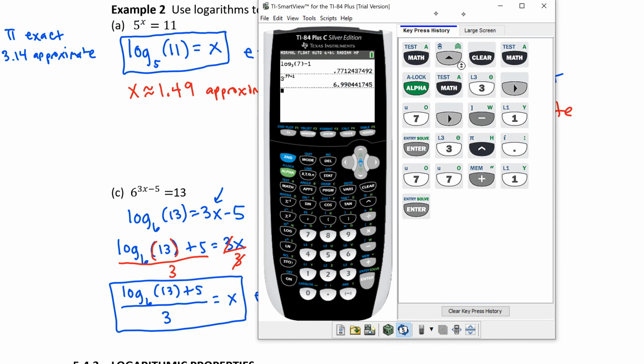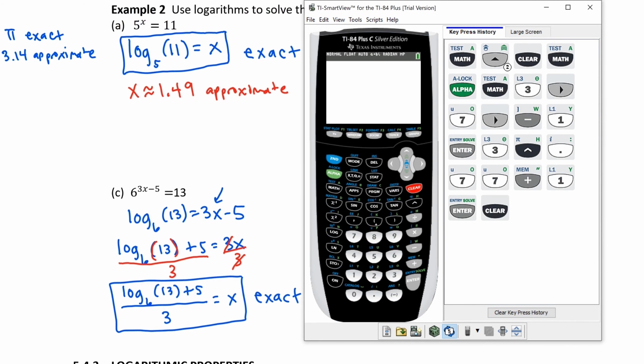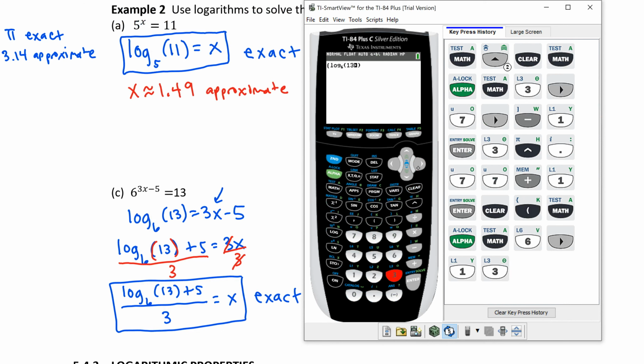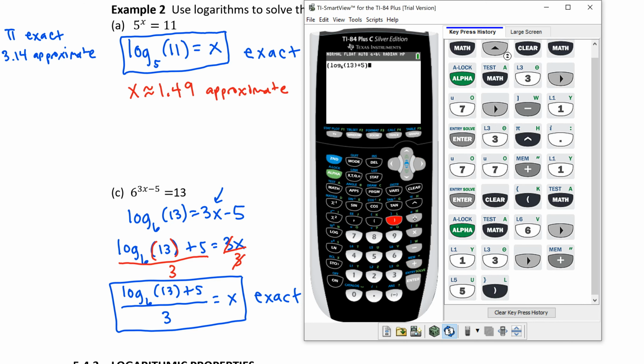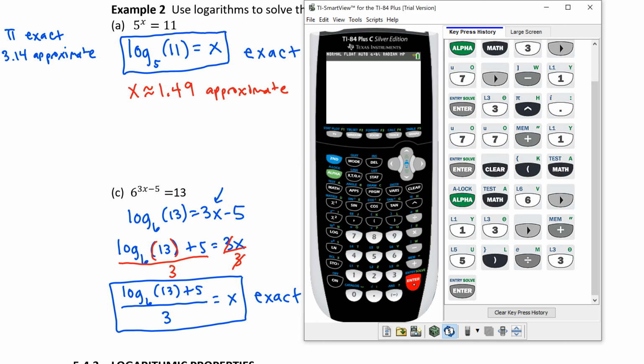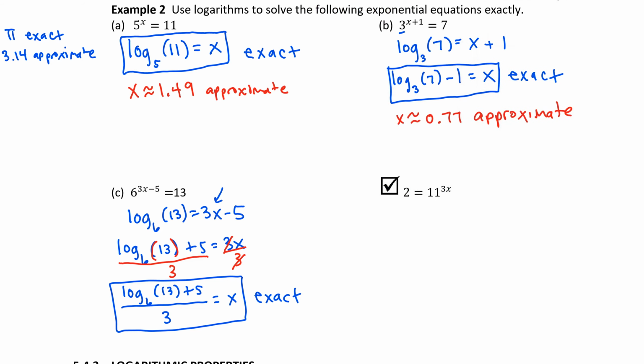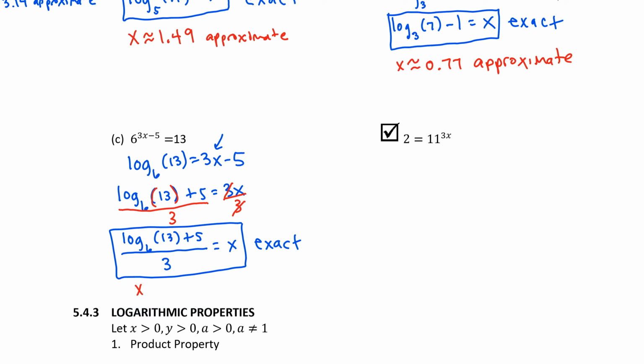Let's go ahead and approximate this with our calculator. I do want to point out we have an operation going on in that numerator, so we need to enclose it in a set of parentheses. So I'm going to do the shortcut, math, alpha A, log base 6 of 13. Make sure you get out of your parentheses before you add 5. Close parentheses for your numerator and divide by 3. So this is about 2.14. So my approximate value, I could say x is approximately 2.14. Again, that is an approximate or rounded solution.